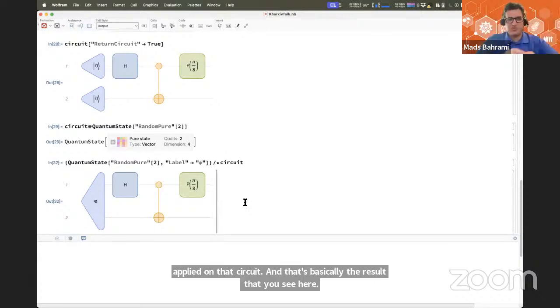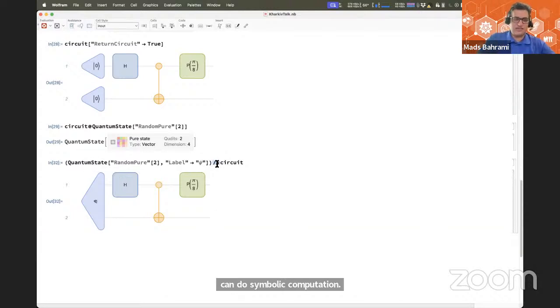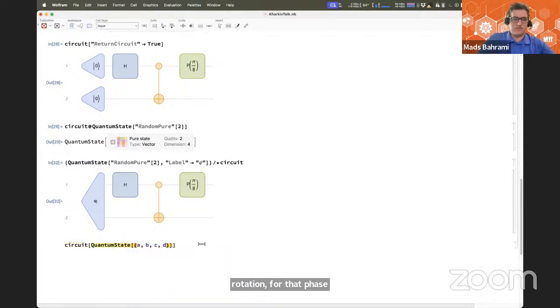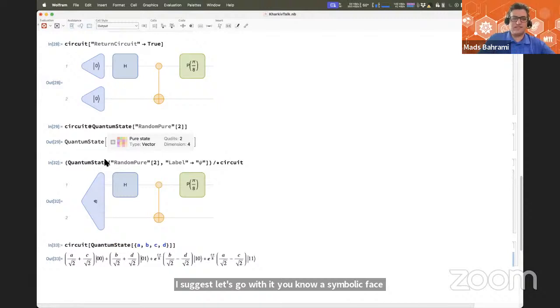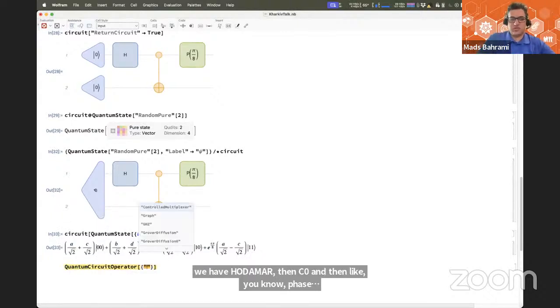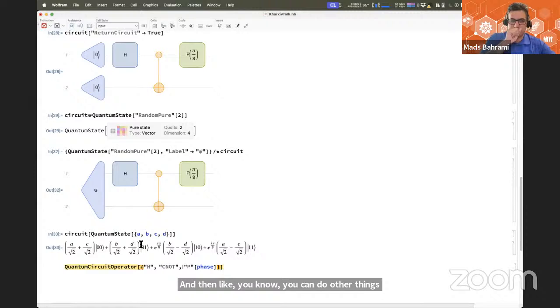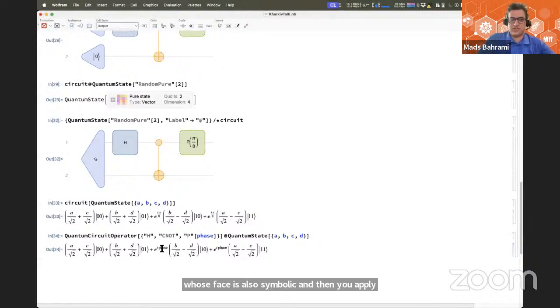Just to emphasize, the environment that you see is a Mathematica notebook, and one of the most important features of Mathematica is that you can do symbolic computation. So let's have the initial state as symbolic, and even for the rotation, let's go with a symbolic phase. You see here the circuit that we have, Hadamard, then C naught, and then phase, applied on a generic state, and this is the result you are going to get. You can also define a circuit whose phase is symbolic, apply it on a symbolic state, and this is the result that you would see.